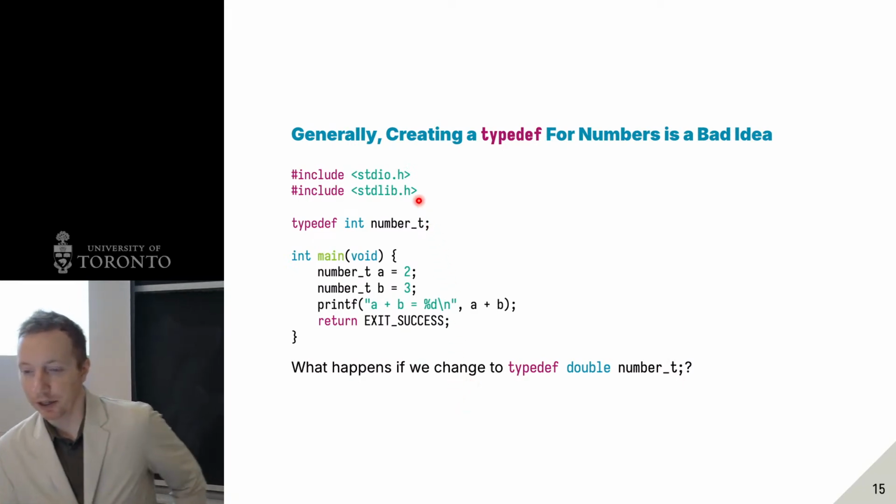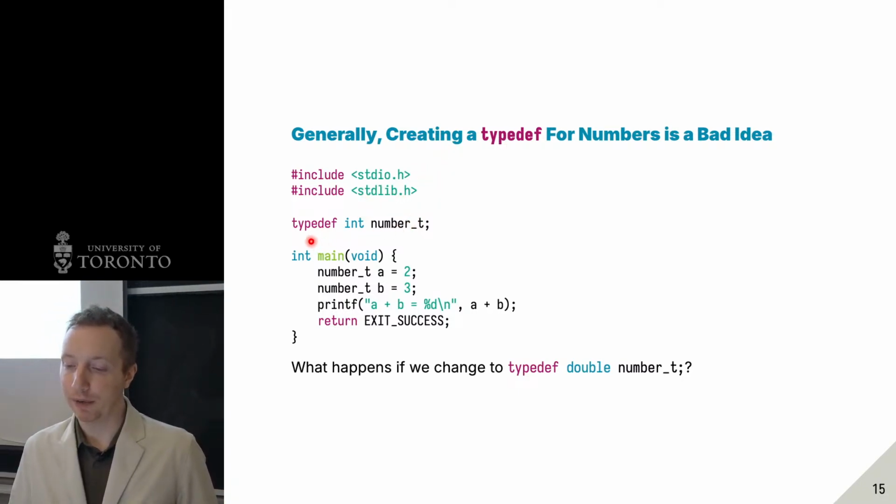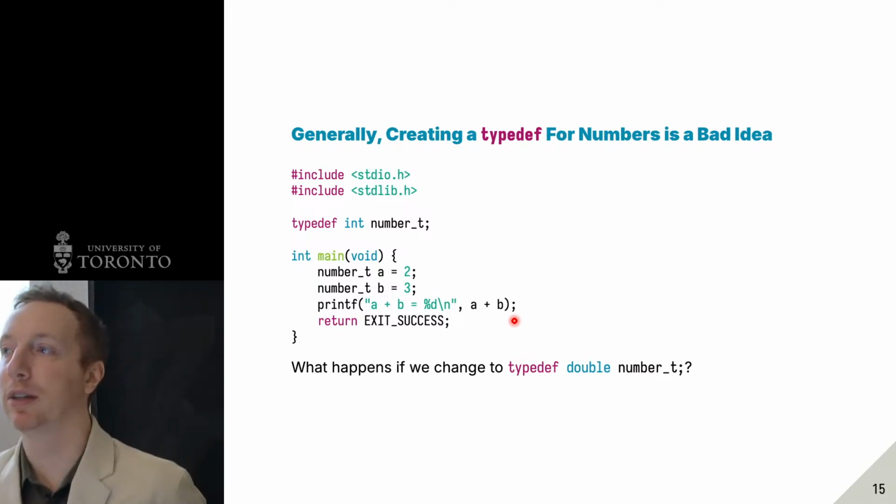So generally, creating a typedef for numbers is a bad idea. If I typedef int as number_t and then did something like this, this would compile and be fine. But if I change the typedef to double number_t, is anything bad going to happen in this program?